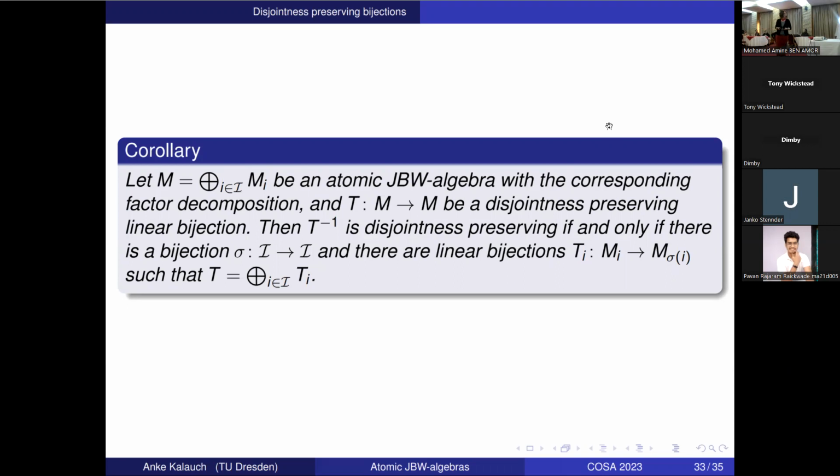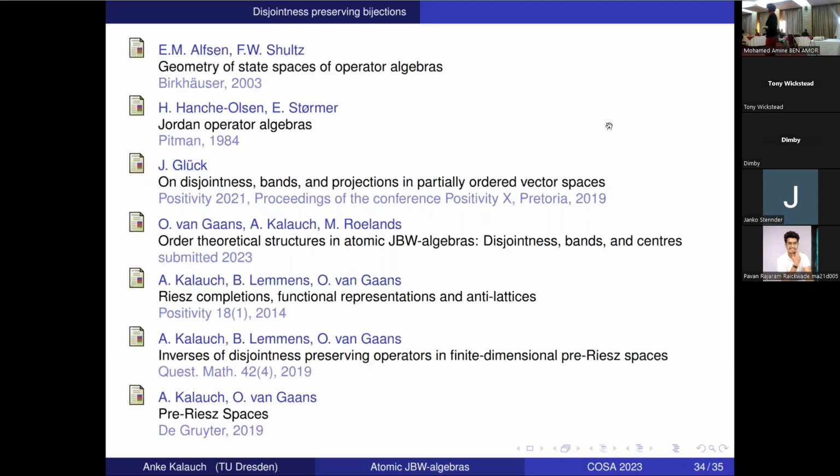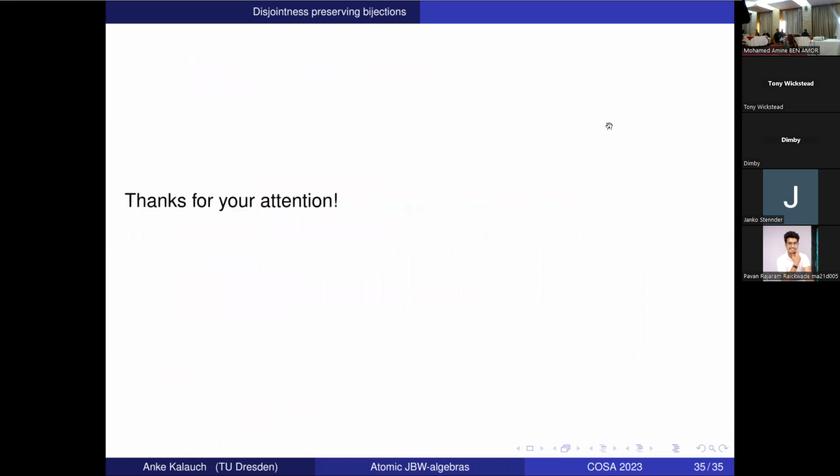Okay, this was the first part of the story. So the whole business relies a lot on the books of Alfsen and Shultz and Hanche-Olsen and Størmer. And we have no clue how it works in JB algebras. This would be the next question. What order theoretic notions appear there? This is an open question here. Good, this was the first part of the story.